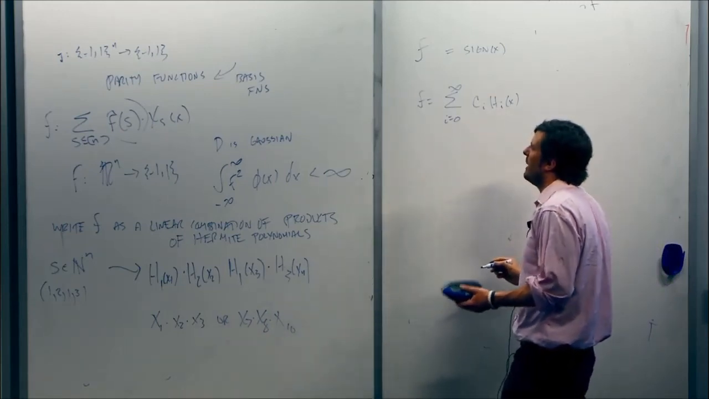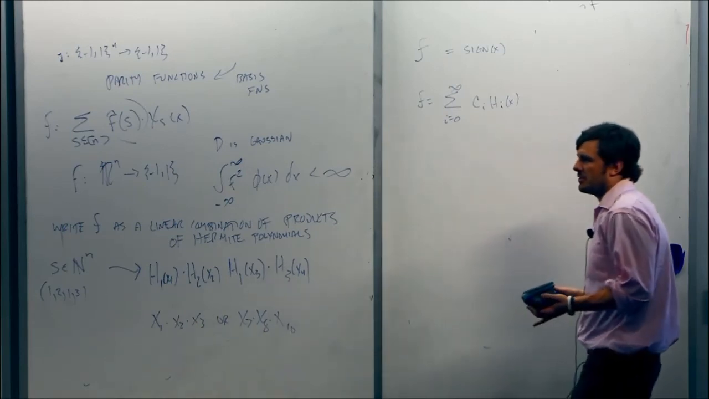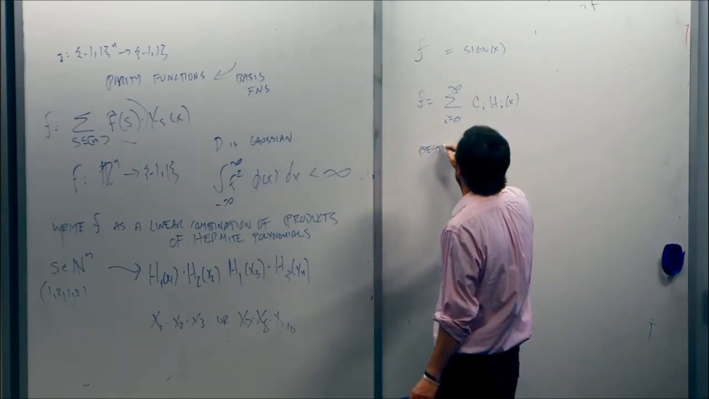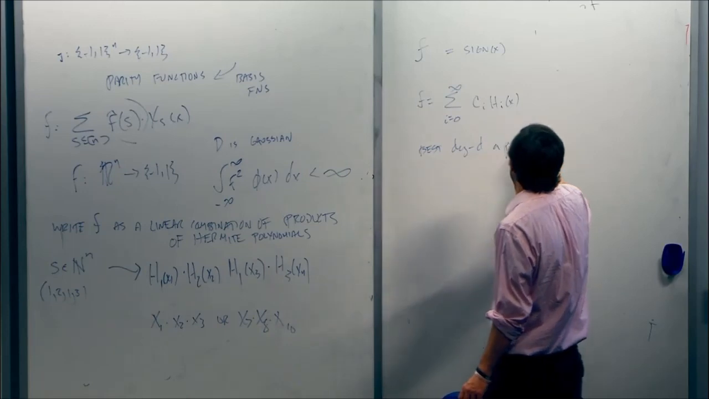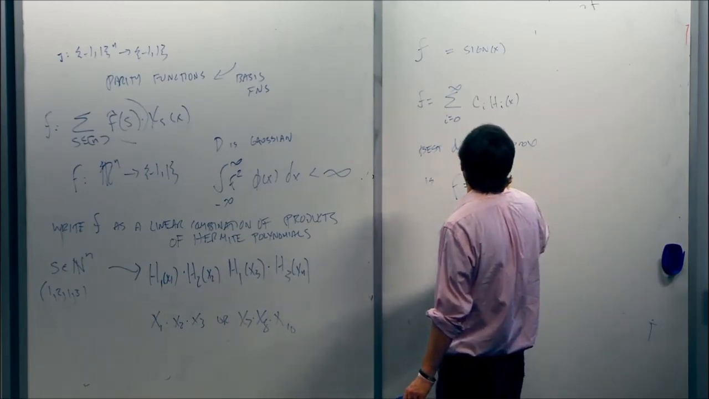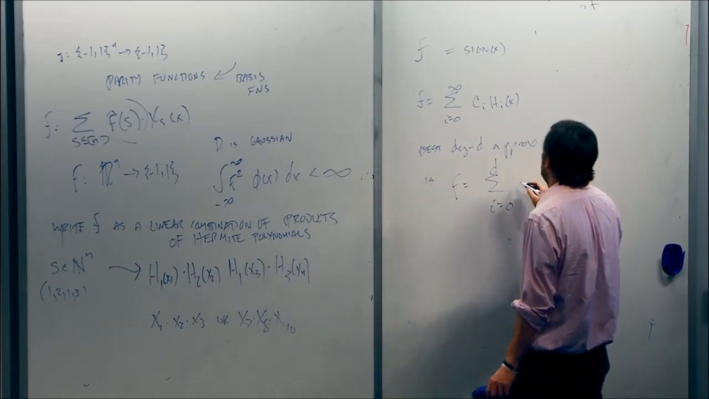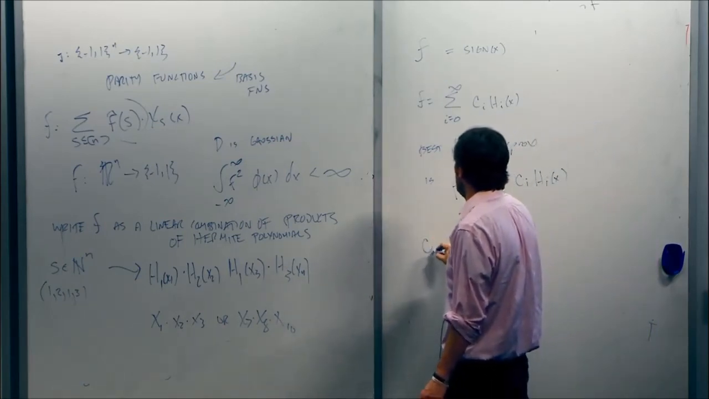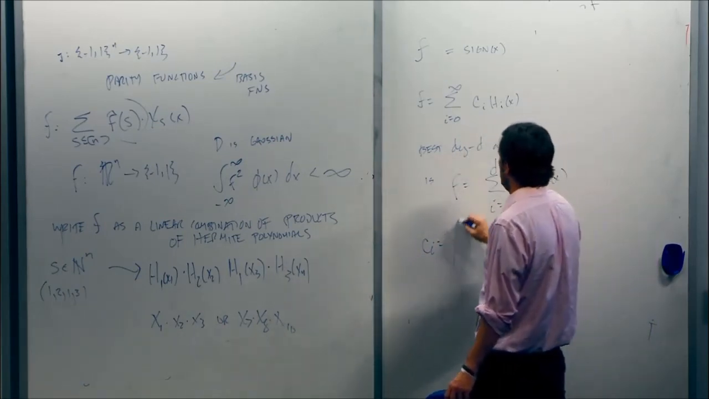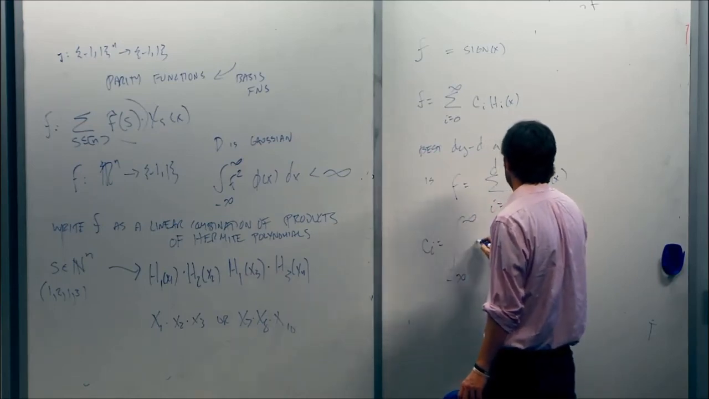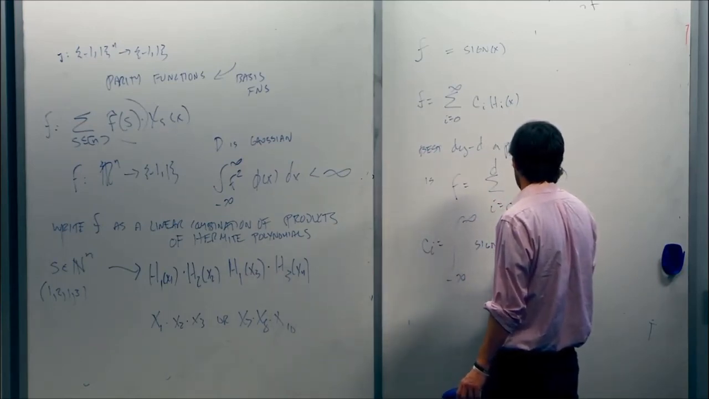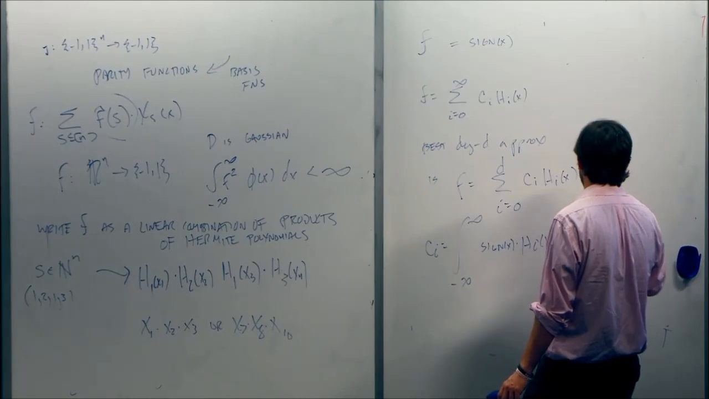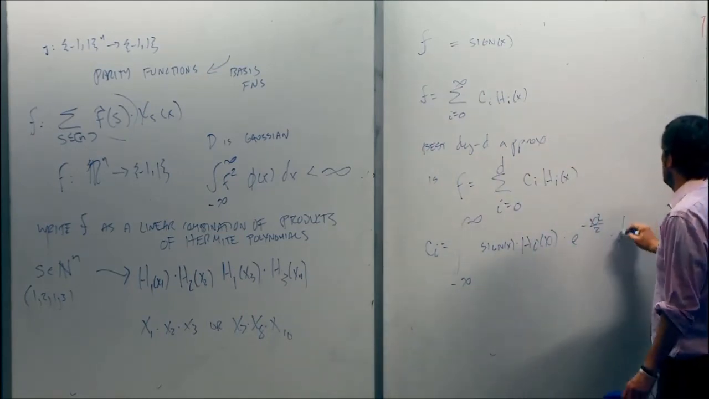And in fact, we know that the best degree d approximation, we still have Plancherel's equation. So the best degree d approximation to f is the sum of the first d terms. And we even have a formula for c_i. c_i is exactly the Fourier transform. So it's sine of x times h_i of x times e to the minus x squared over 2. I'm omitting the constant, dx.